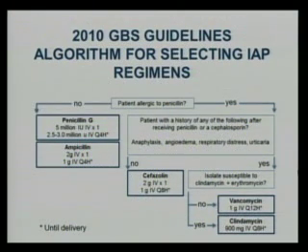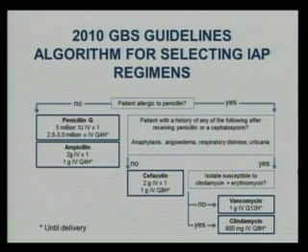So antibiotics. The 2010 GBS guidelines for selecting the antibiotic regimen: the first question you're going to ask is, is your patient allergic to penicillin? If she's not, the preferred drug is IV penicillin G. The first dose is 5 million units, and then the dose every 4 hours after that is between 2.5 to 3 million units. Or ampicillin, which we give 2 grams IV for the first dose, and then 1 gram every 4 hours after that. And these are all until delivery.